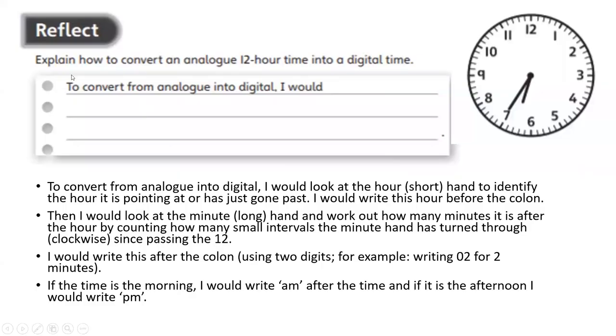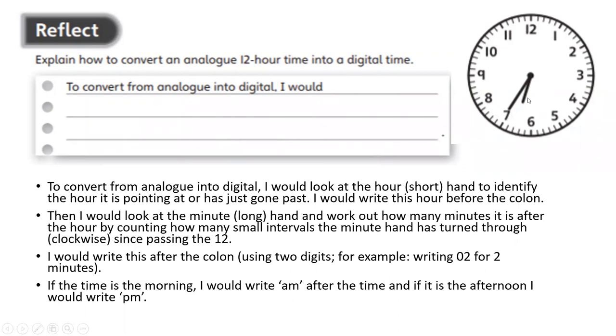Right, reflect question. Explain how to convert an analog 12-hour time into a digital time. And this is where we explain how to do it. So we've been doing this all along, and now we're going to explain how we've done it. So the first thing we're always going to start with is the hour. So to convert from analog to digital, I would look at the hour hand first, and look at what time it is either pointing at or has gone past. So we always look at the first one out of this.